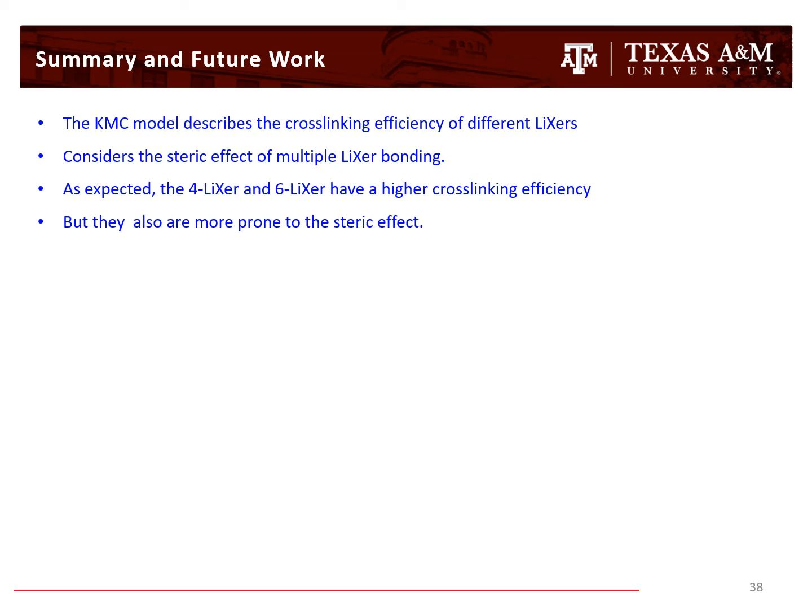So finally, I want to summarize and say, in this work, we developed a kinetic Monte Carlo model to understand how the cross-linking between quantum dots and ligands works for nano-patterning applications. As expected, we found that the higher your cross-linking moieties are, for example, 4 linkers or 6 linkers, which are much bulkier and have much more multi-pocket cross-linking abilities, your cross-linking efficiency is much higher. However, they are also much more prone to the steric effect, where they're going to be sterically hindered.